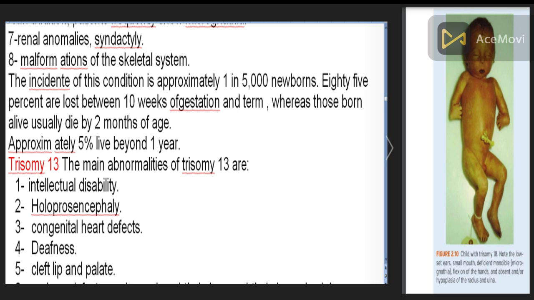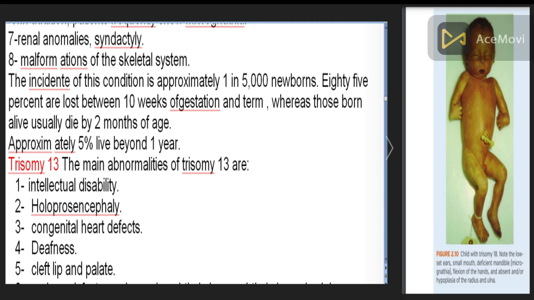The incidence of this condition is approximately 1 in 5,000 newborns. 85% are lost between 10 weeks of gestation and term, whereas those born alive usually die by 2 months of age. Approximately 5% live beyond 1 year.